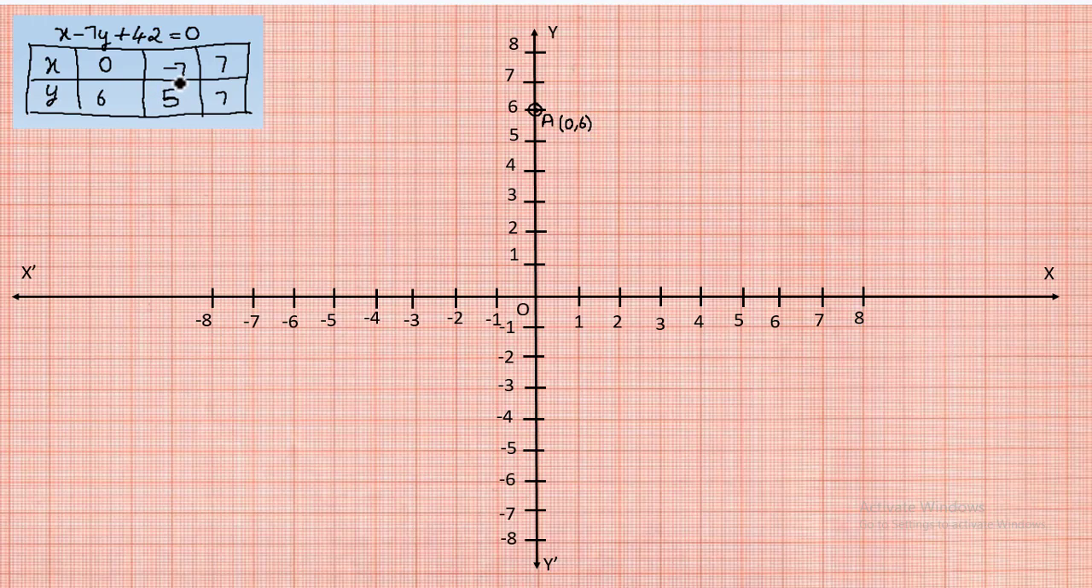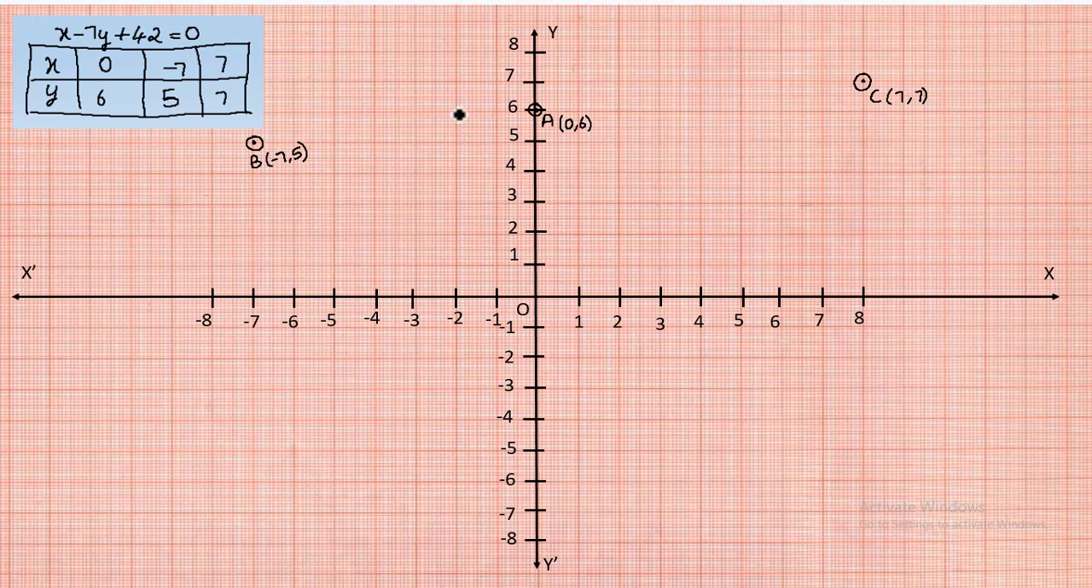Similarly, the next point is on the x-axis we have to take minus 7, and on the y-axis we have to consider plus 5. So plus 5 and minus 7 we get a point here. Let us mark this point as B, where x is minus 7 and y is 5. Similarly, the third point is on the x-axis plus 7 and on the y-axis also plus 7. Let us mark this point as C, where 7, 7.